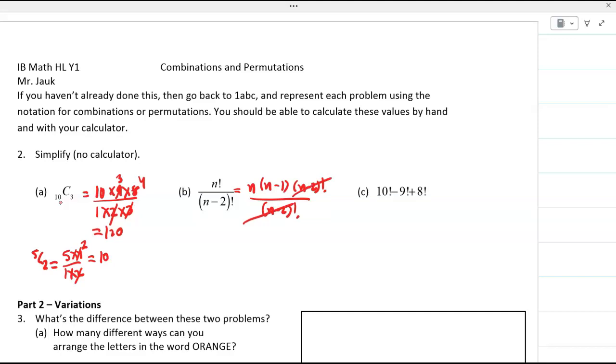Now look at this one. Which is the smallest factorial? 8 factorial. So break everything up into 8 factorial. 10 into 9 into 8 factorial, minus 9 into 8 factorial, plus 8 factorial. We just factorize the 8 factorial and remove it. 90 minus 9 plus 1. That's how much? 82.